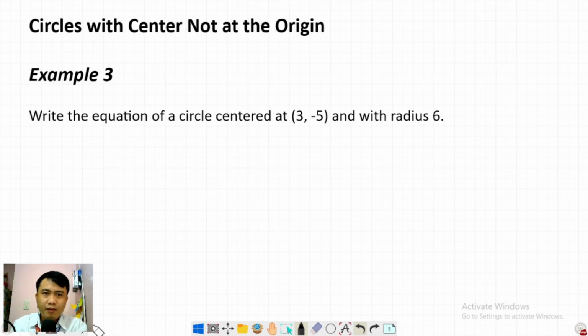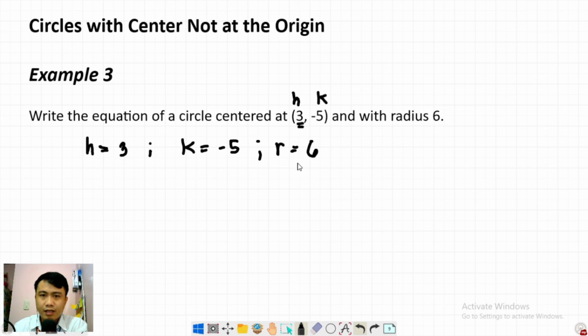Next, what if our circle is not centered at the origin? Di ba? Kanina, centered at the origin, 0, 0. Today, our circle is not centered at the origin. Napakadali din. All you have to do is, of course, given h, the value of h is this one. This is our h and k. Saan nakukuha yan? Of course, sa ating center. H is 3. Our k is negative 5. And of course, our r is 6.